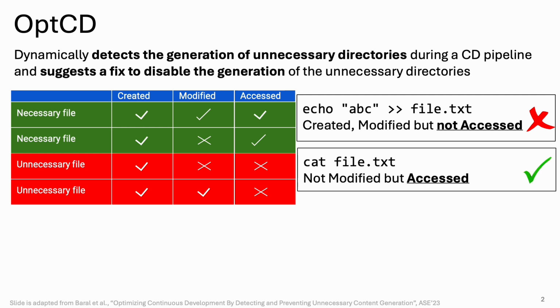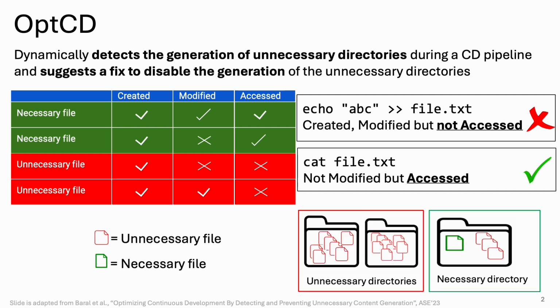Now suppose that a cat command is run following the echo command. Then the cat command reads the content of the file, thus the file is accessed and it is classified as a necessary file. Now that we know what a necessary file and an unnecessary file are, let me explain what necessary and unnecessary directories are. An unnecessary directory is a directory which contains only unnecessary files. In contrast, if a directory contains any necessary files, then we classify that directory as a necessary directory.